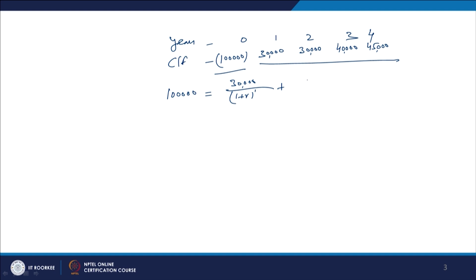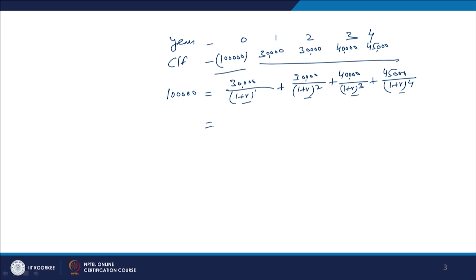Then the second is plus 30,000 for the second year, and here again we have to discount it against 1 plus R power 2, because discounting is for a period of 2 years. Then you have 40,000, and you have to discount it by 1 plus R power 3, and then 45,000 discounted by 1 plus R power 4. So, you have to discount against a certain discount rate which is R. R is not known to us, so now we will start doing it.